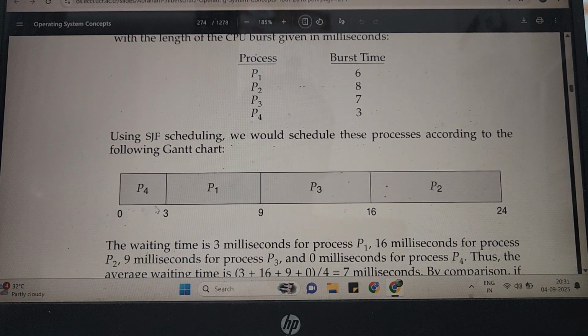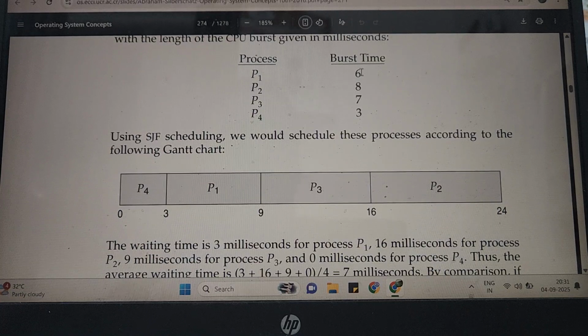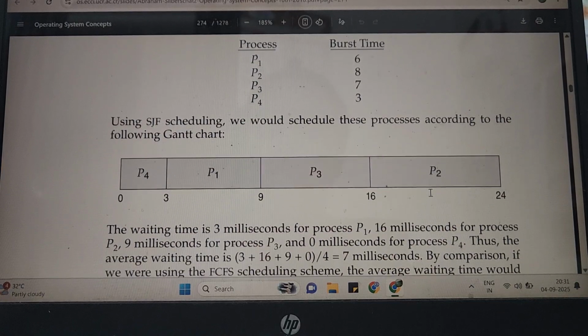So we first pick P4 and we use up 3 units of time for that. Now P4 is done. You have 3 options, 6, 8 and 7. 6 being the shortest, you will take P1. P1 goes on for the next 6 units of time. P1 also done. Now you have P2 with 8 units and P3 with 7 units. 7 being the smaller number, you will take P3, 9 plus 7, 16. So for the next 7 units, P3 runs. That's also done. So you have only one process left. So for the next 8 units, P2 it is. So that is your Gantt chart.